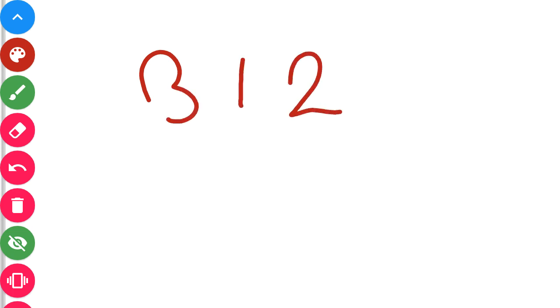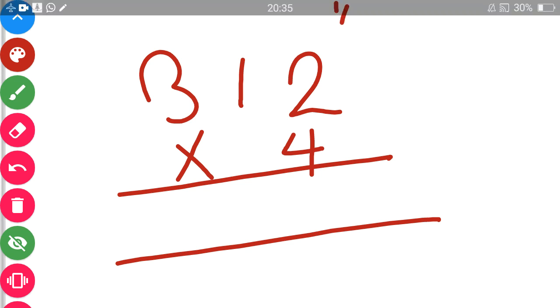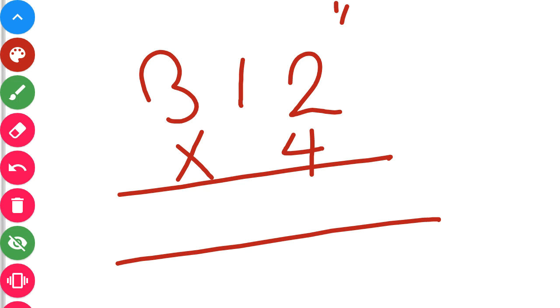312 multiply by 3, or let us make it a bit harder, 4. Okay, do this question. Do this. Completed? Do it fast, beta. How much time will you take to do this simple question?